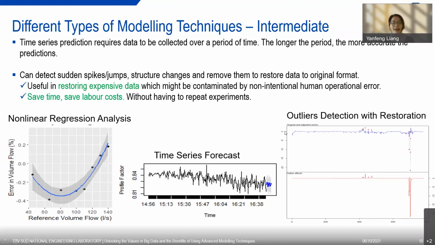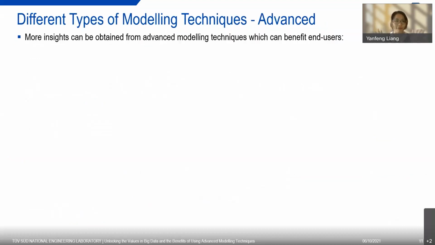So as you can see, when you're dealing with intermediate modeling techniques, we can get more information. Not only can we get a general overview of the data, we are now making predictions, we're making forecasts. So this is the difference between intermediate and basic, where basic is more of a visualization tool that gives you a very quick general overview of what your data is like. So next, let's move on to the more advanced one.